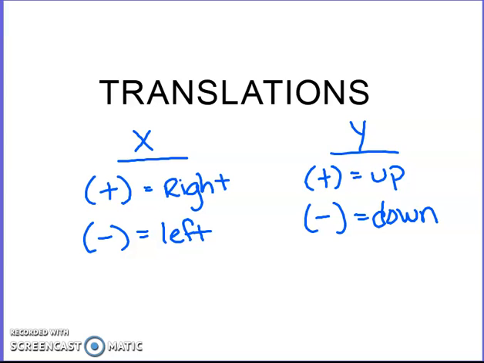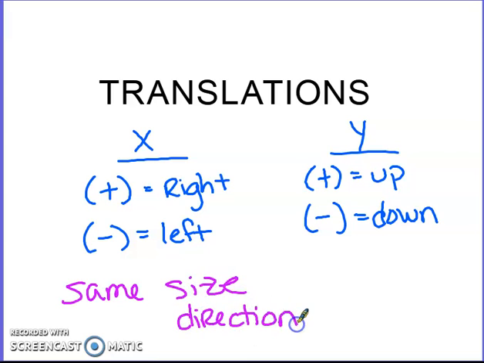Think about your axes. The positive x values are on the right side. The positive y values go up. So when you move in the positive direction, you either go to the right or go up. The negatives in the x go to the left, and the negatives in the y go down. So it still follows that same logic. The big thing to keep in mind with a translation, the shapes need to be the same size, and they need to face the same direction still.